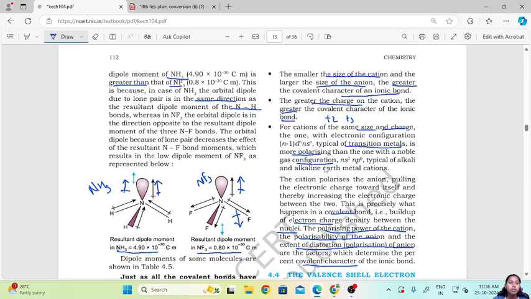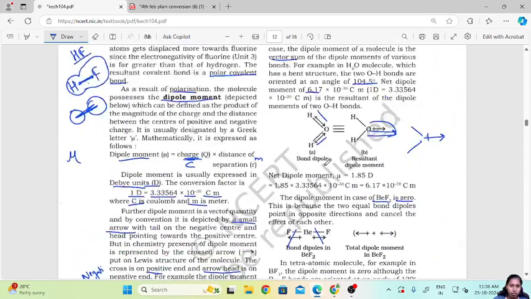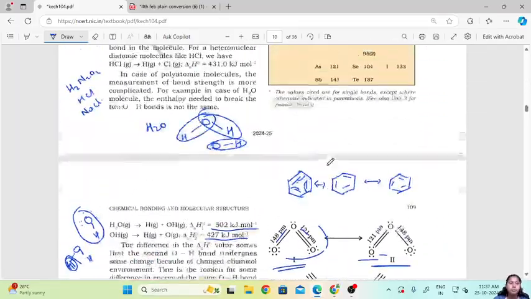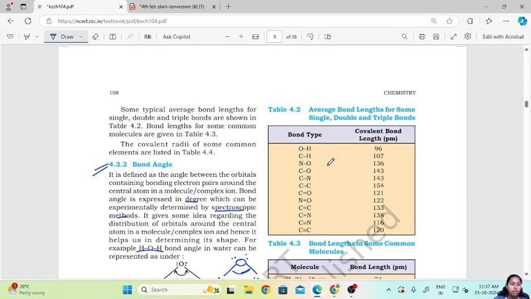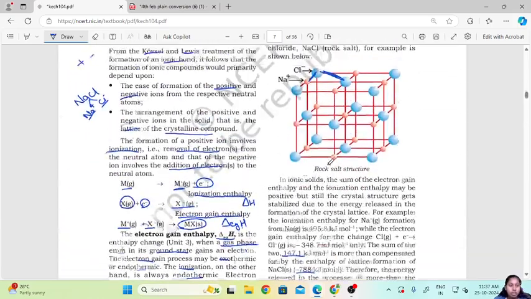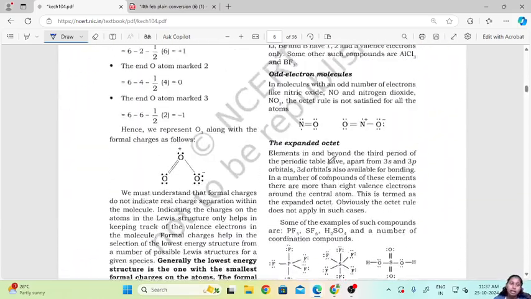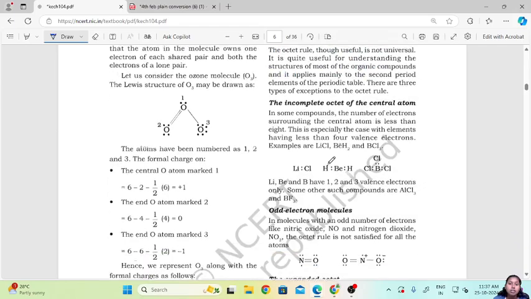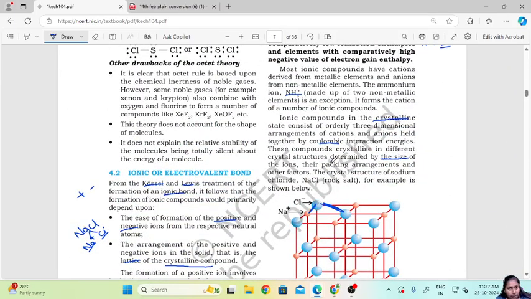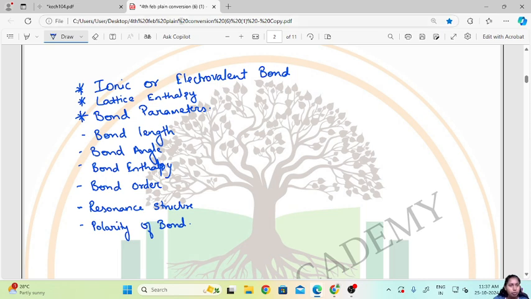So in today's video we have seen the polarization of a bond. We have also seen resonance structures, and bond parameters like bond length, bond order, bond angle, bond enthalpy, and we have also seen lattice enthalpy and what is an ionic or electrovalent bond.